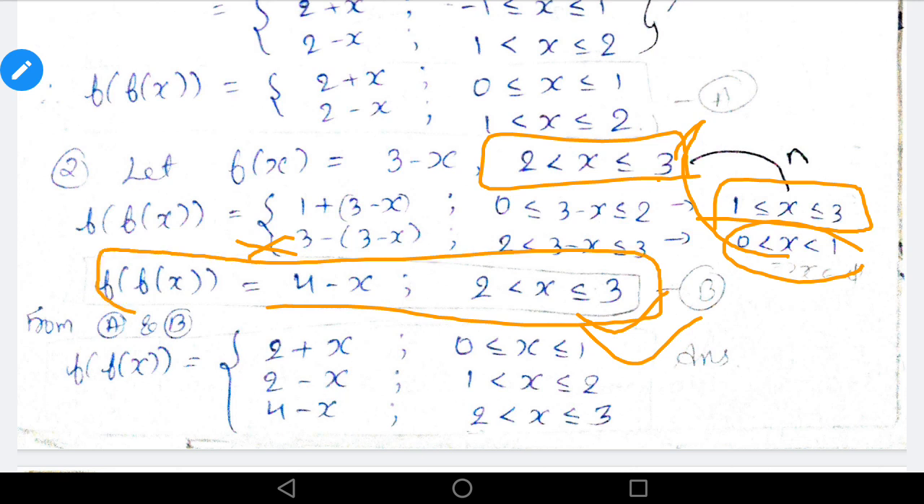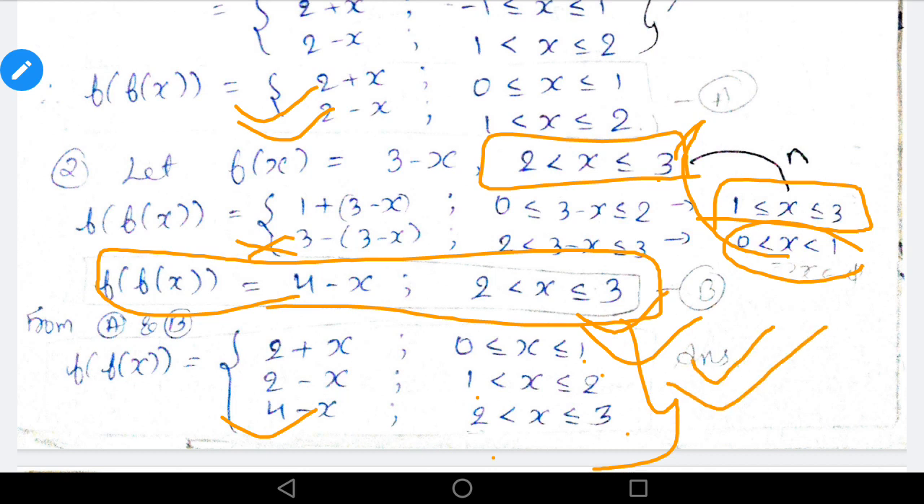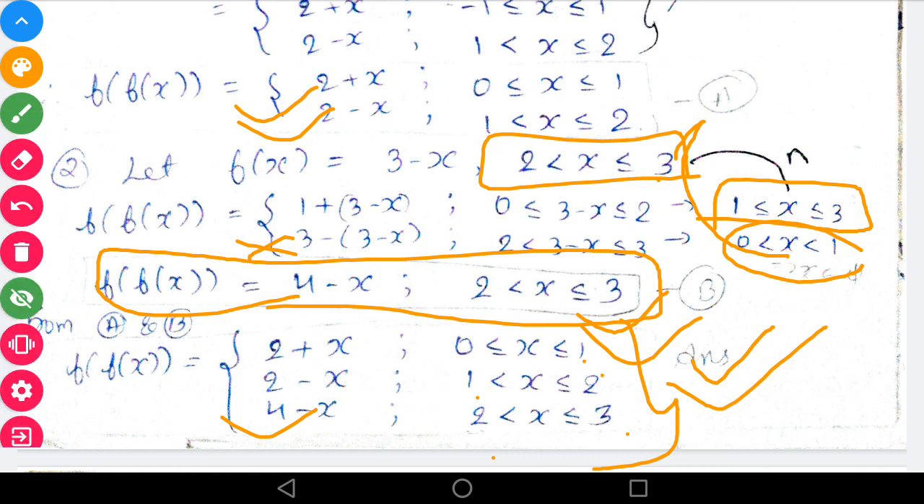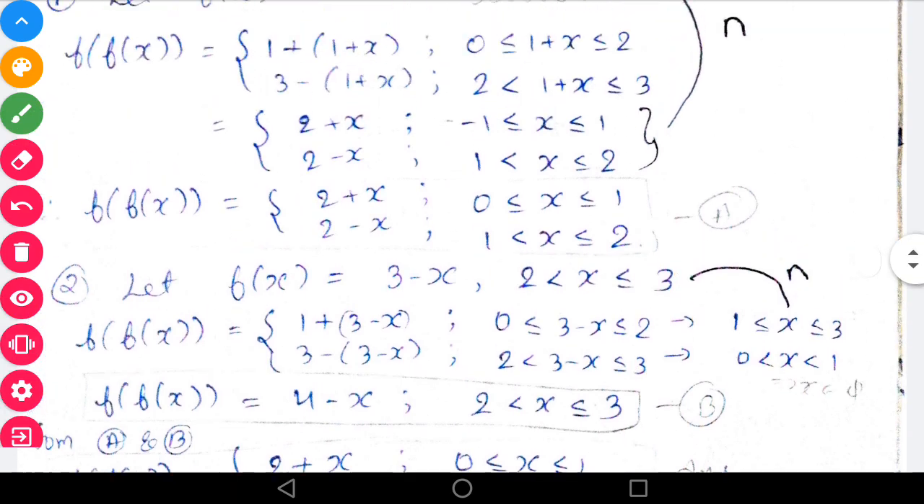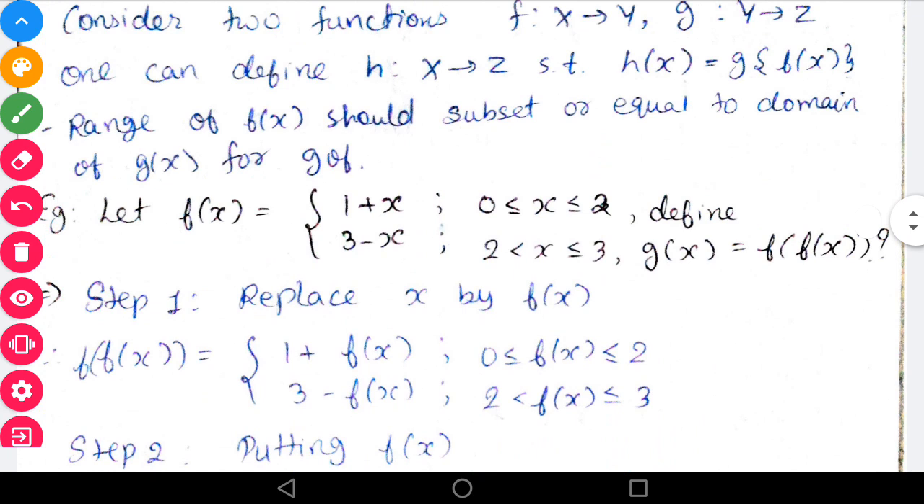So by solving these, if we write the whole function, we get the first two values from the first part and one value from the second, so this is our final answer. Here you see it is from 0 to 1, 1 to 2, 2 to 3, so the interval is 1 to 3. We got the whole answer. In this way we have to solve a composition of functions. I hope you understood this.